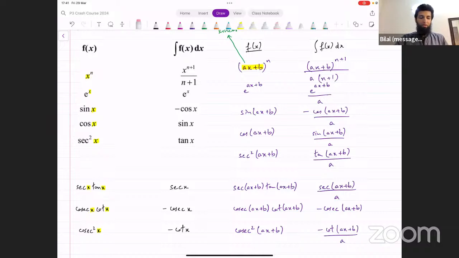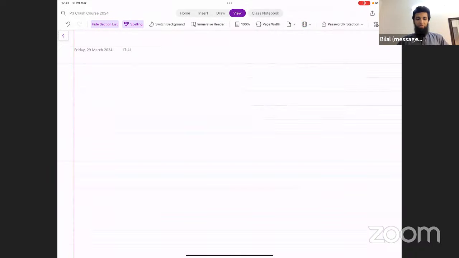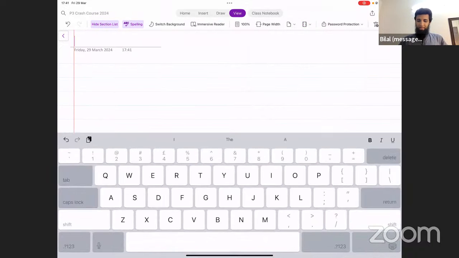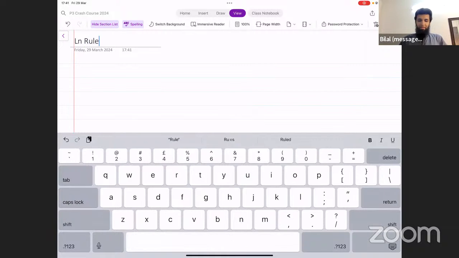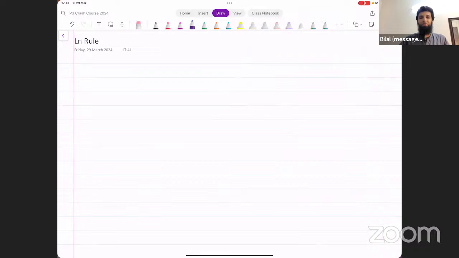Okay, now let's move on to the next one. Now the next rule that we want to do is the ln rule. Now this is the most commonly used rule in P3 integration. Almost in every other question, you will need to use this, the ln rule. Now, what does this mean? Now, in the formula sheet, you basically have 2 different forms written for this. First of all, in fact, there are 4 in total.